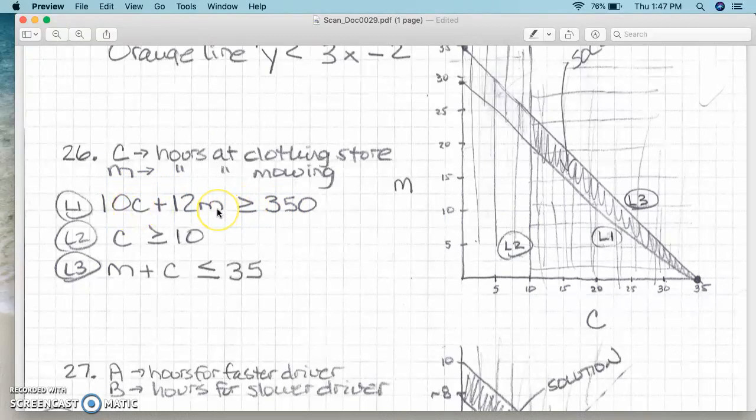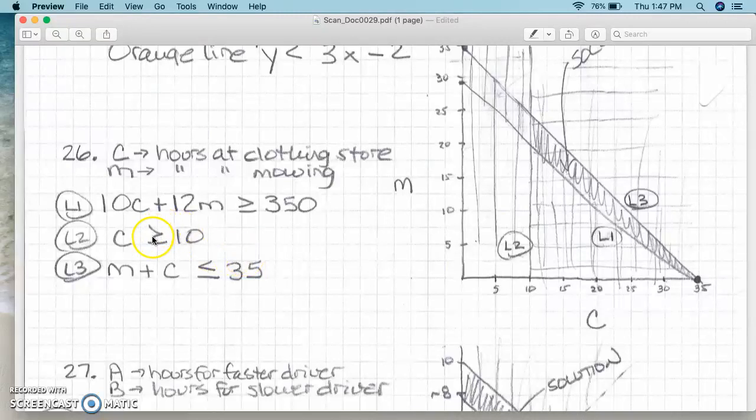So you'd go over here and you say if C was 0, M would be about 29 something. So I graphed that right here. Okay, see my little arrow here? Then I made a 0 for M, and I said if mowing was 0, I could do 35 or more at clothing. So here's 35 on C. And then I joined those 2 points and I shaded above it because it was greater than. So that's line 1.